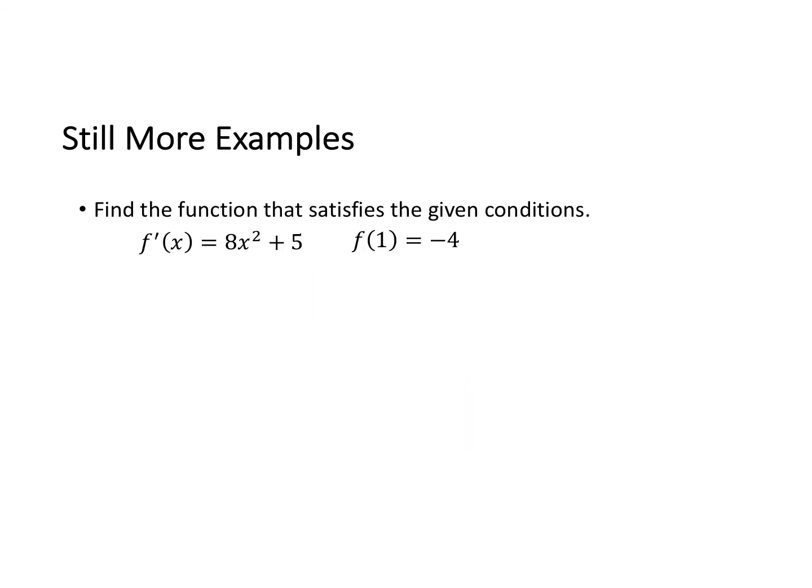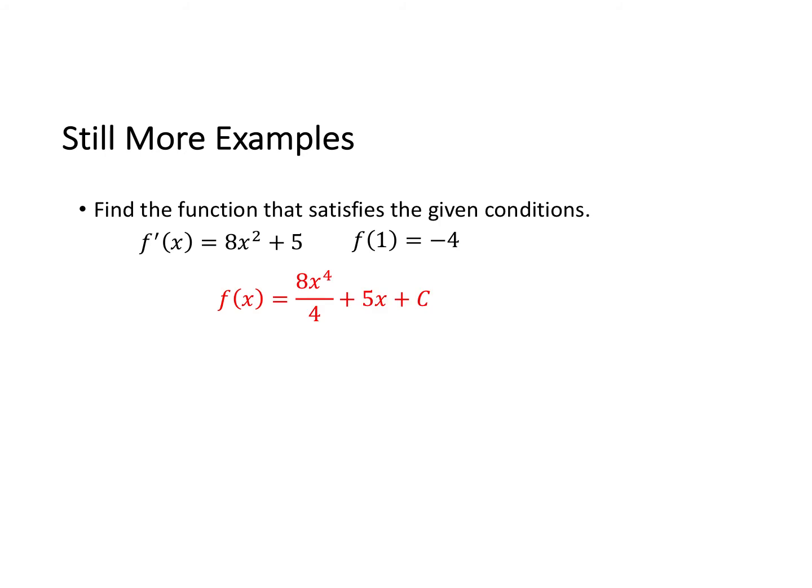All right, so what if we have a situation like this? Let's say we want to find the function that satisfies these given conditions. We're told what the first derivative is, and we're asked to find the function, given that the function evaluated at x equals 1 is equal to minus 4. Well, let's see how we're going to handle that.